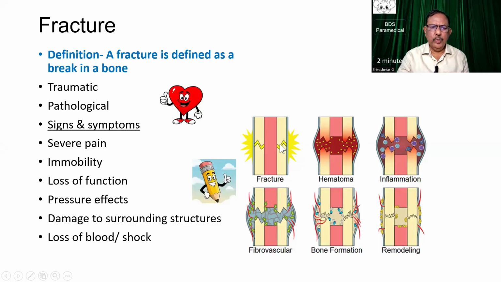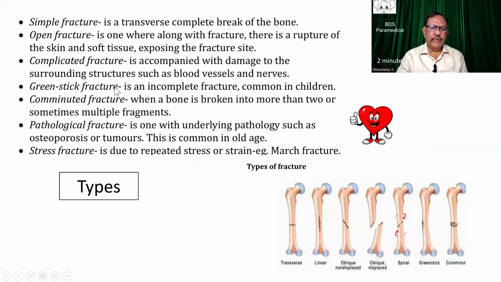So this is a fracture over here, the yellow line. Blood collects, which is called hematoma. Inflammatory cells are the blue cells which come, and there is a fibrovascular stroma that is formed. And finally, there is a bone that is growing, and the unwanted bone is being removed. This is called remodeling.